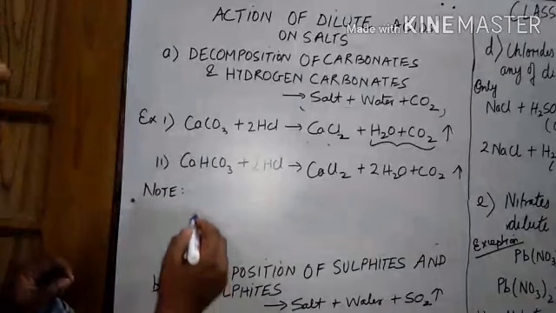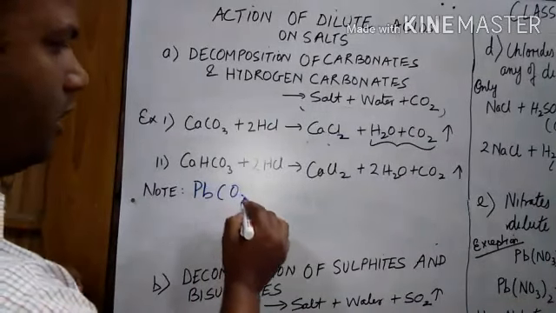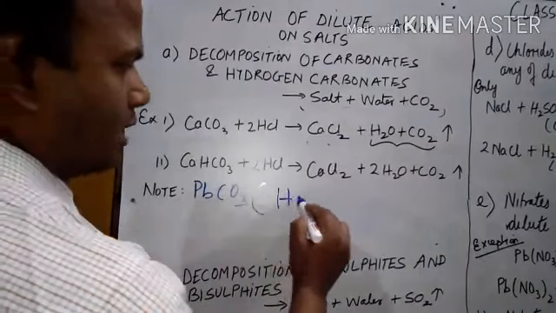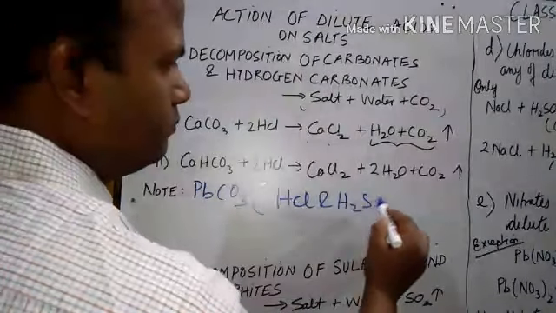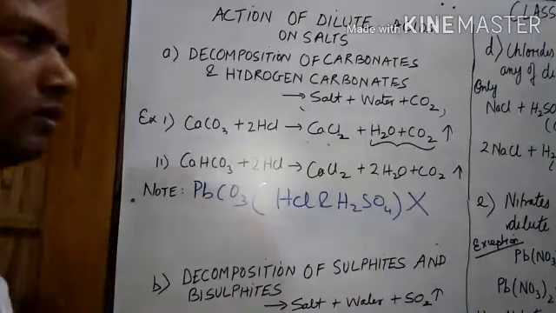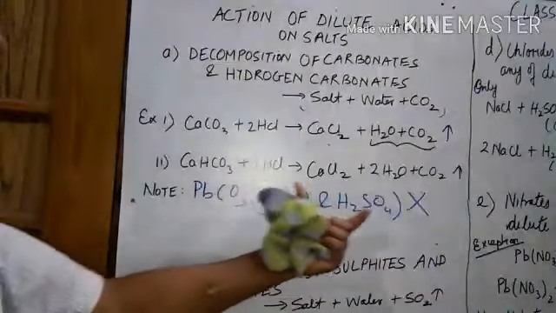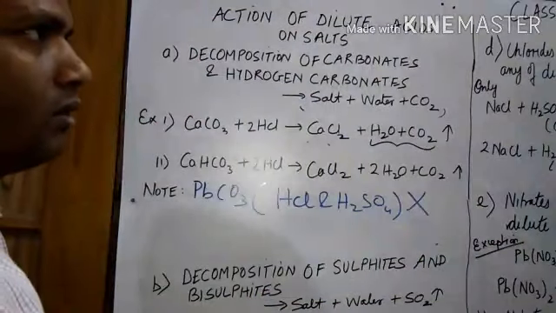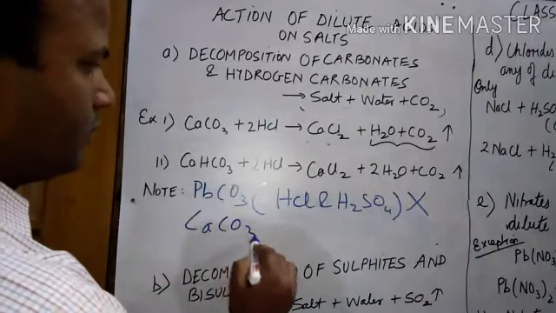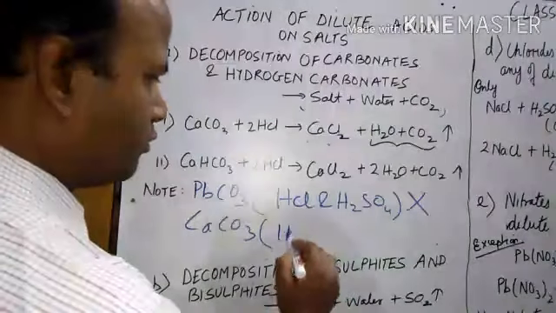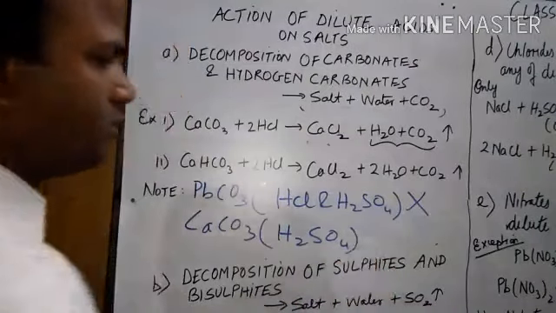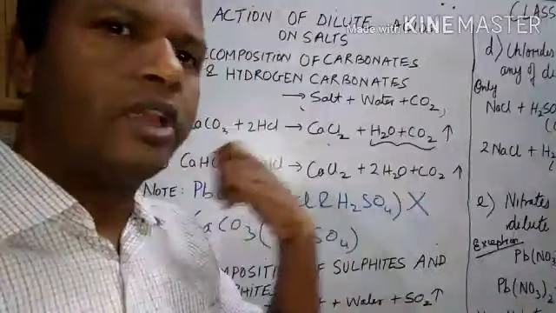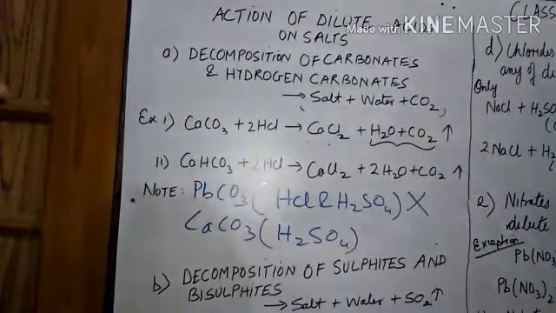If you find some reactions, for example in the case of lead carbonate, this is a very important point: it will not react with dilute HCl and H2SO4. Being insoluble, the salt which will be formed will be insoluble, so it will not react. Similarly, calcium carbonate will not react with H2SO4. Calcium sulfate is formed, which is insoluble; it settles over the marble chips and does not allow the reaction to proceed further. So this is a very important point.